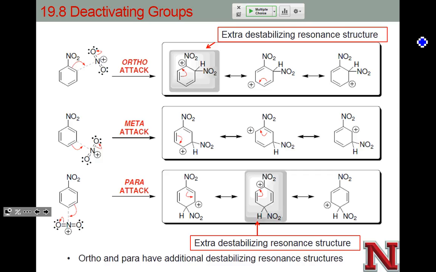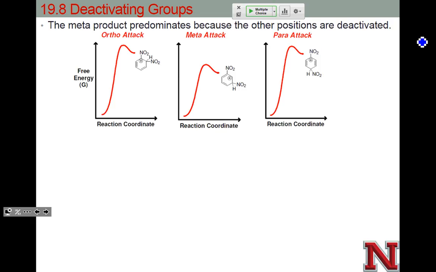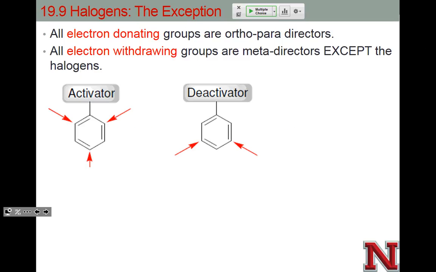So again, if we look at this based on our reaction coordinate diagrams, now we see that the meta attack is going to be our lowest in energy. So when we have electron withdrawing groups, we're going to get the meta attack as our primary attack.